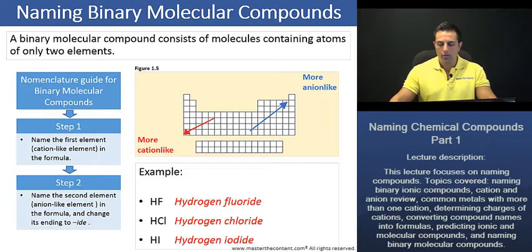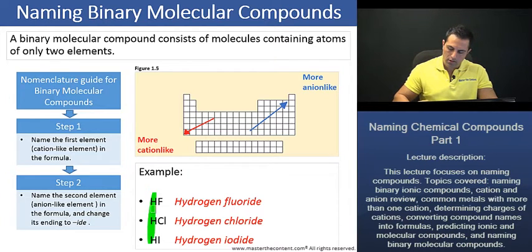Okay, before we move on, let's do just a quick little recap here. How do we know that the hydrogen here, relative to the other atoms present, is more cation-like? It's because the hydrogen is going to be more to the left in the periodic table.